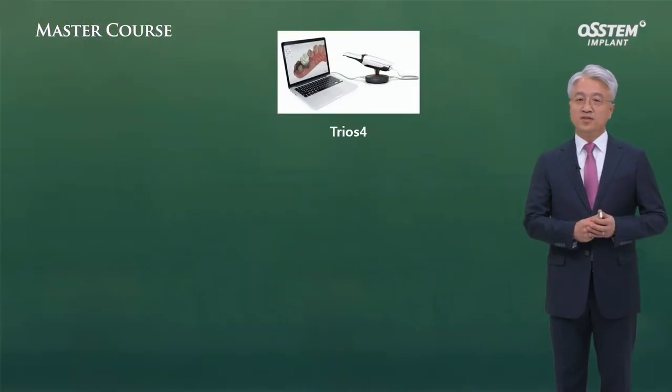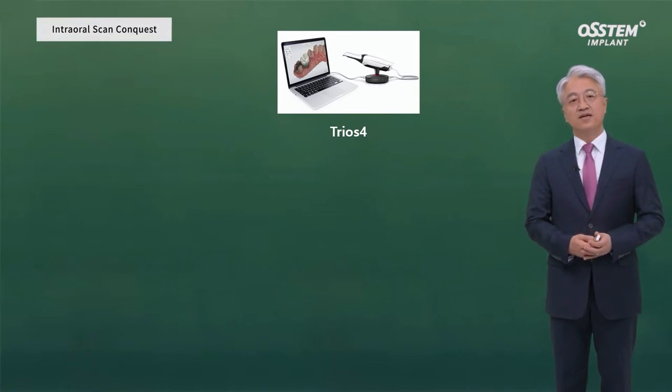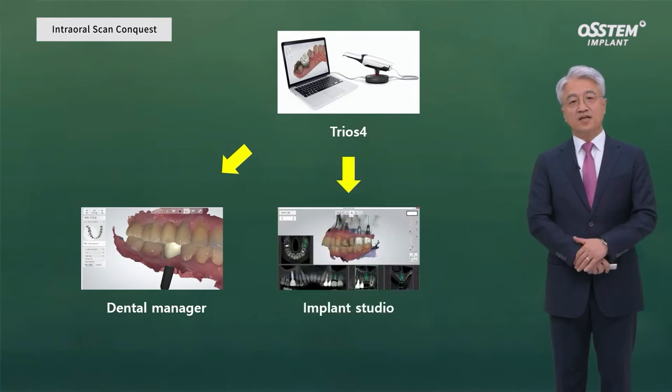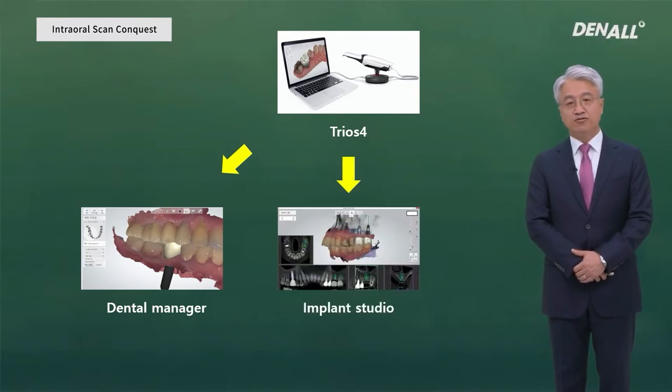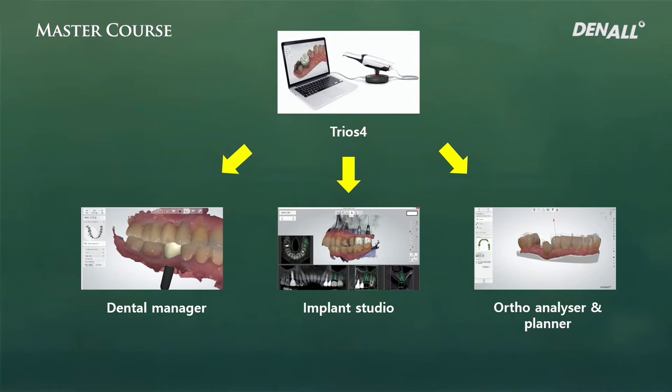I use Trios 4. If you use this to do oral scanning, you can design the prosthesis and fabricate it. You can use it for implant planning as well as guide fabrication. Guided surgery is possible with this. In orthodontic treatment, you can do orthodontic setup, indirect bonding, and clear aligner can be fabricated modulus.